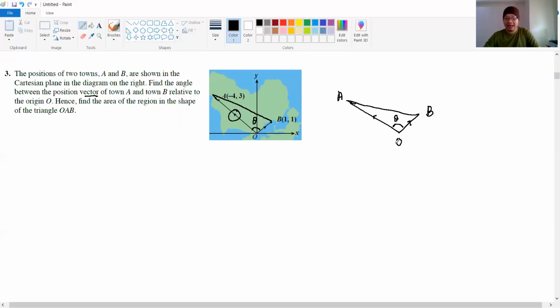So guys, to find the length OA here, very easy. Now you see the coordinate of A, right? The coordinate of A is -4, 3. This is the coordinate of A. And then the coordinate of B is 1, 1. And the origin is 0, 0, right? To find the distance OA by using the vector formula, this one you need to learn.